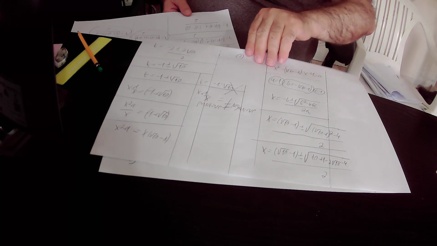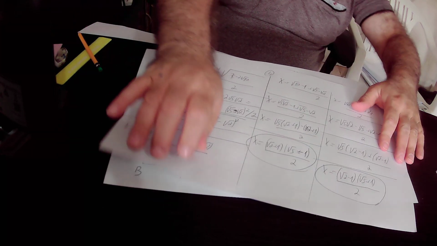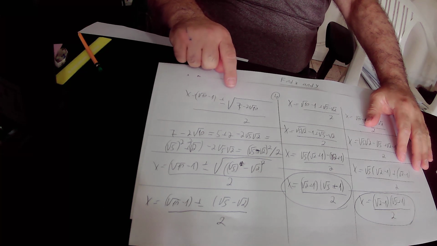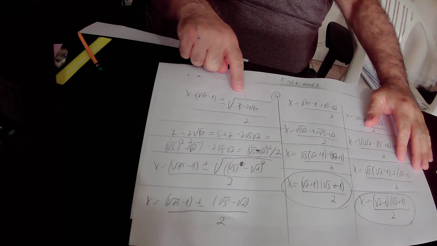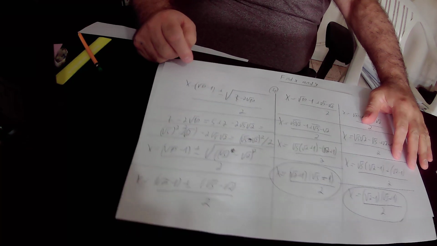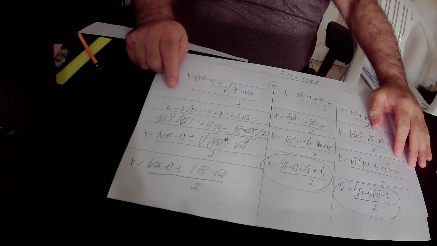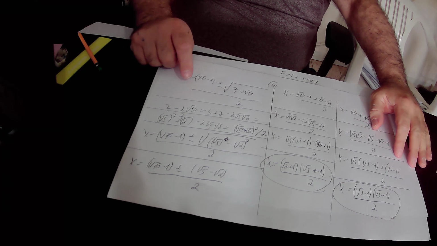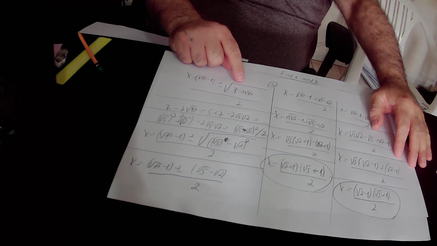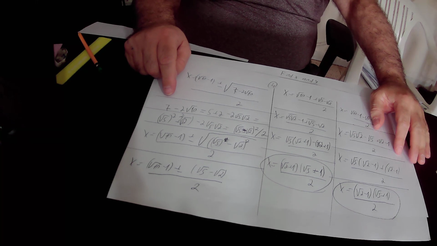Okay, inside the root we are left with square root of 10 minus 1 plus or minus square root of 7 minus 2 times square root of 10, all divided by 2. So what is the value of the expression inside the root? Inside the root we have 7 minus 2 times square root of 10. And what is the value of this expression?